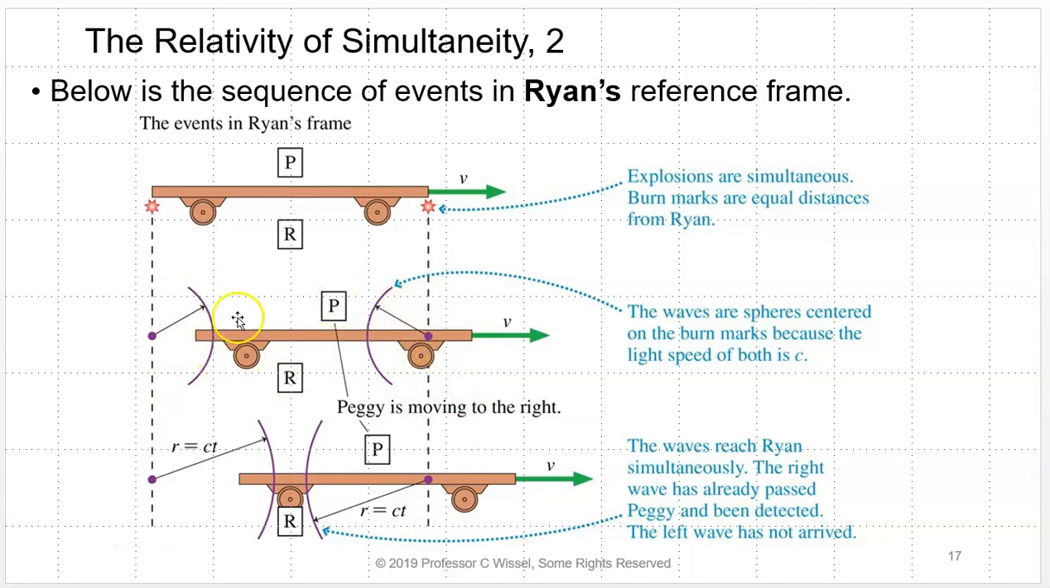Now, Peggy hasn't seen either one yet, but the car is still moving here. So she's moving into this wavefront. She's going to see the right-hand one before she's going to see the left-hand one. Now, at this point, the car has moved a little further. At this point, the waves have reached Ryan simultaneously, and they have traveled equal distances, so he's going to agree that they're simultaneous. His T primes are going to be the same, right and left. Peggy has detected the right-hand one because this wavefront has passed her. She has not yet seen the left-hand one.